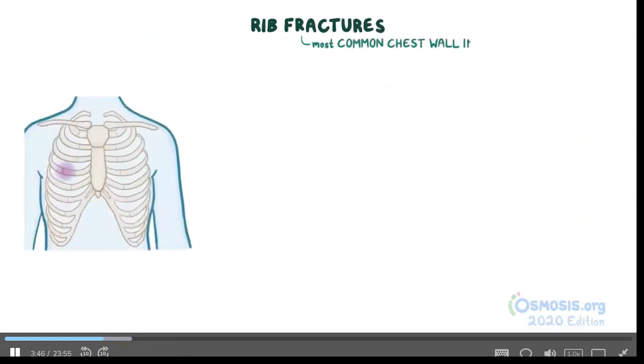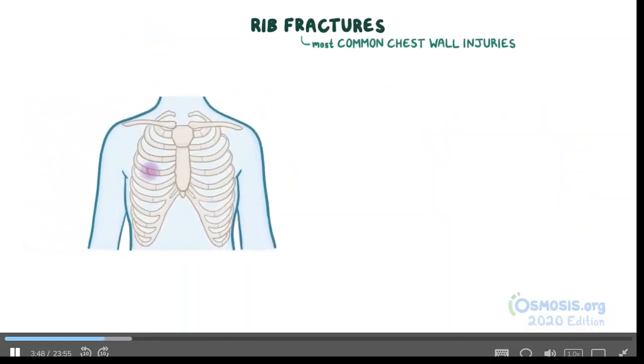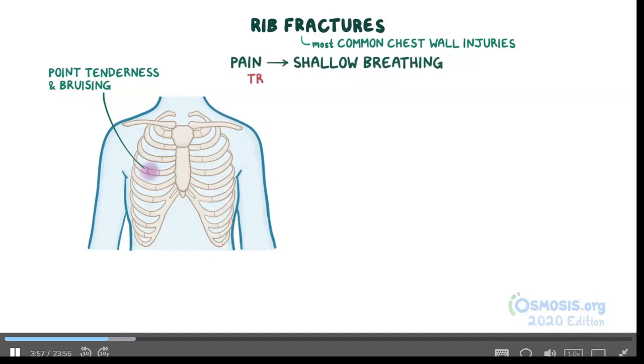Alright, let's get into specific chest wall injuries, starting with rib fractures, which are the most common chest wall injuries. Usually, a rib fracture causes point tenderness over the rib along with bruising. In fact, the pain can be really severe and it can lead to very shallow breathing. So to help maintain good ventilation, encouraging deep breathing and good pain control is key.